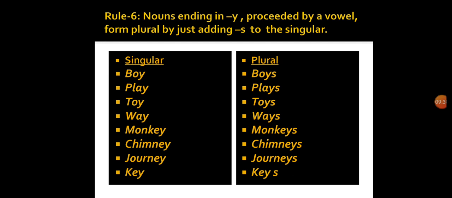Toy, toys. Way, ways. Monkey, monkeys. Chimney, chimneys. Journey, journeys. Key, keys. See, in all these examples, the last letter is y and all these last letters are preceded by a vowel. Thus, we just add s to its singular and get its plural form.